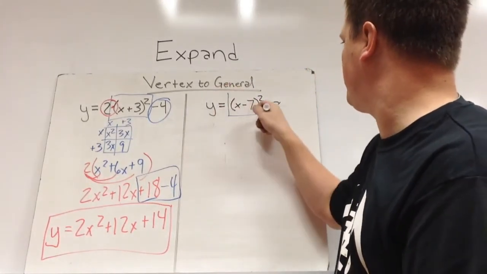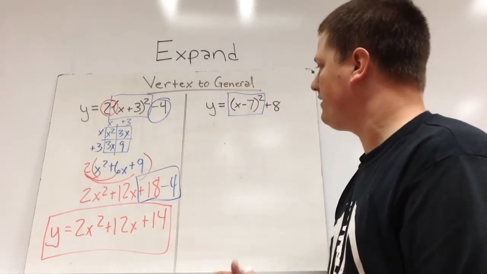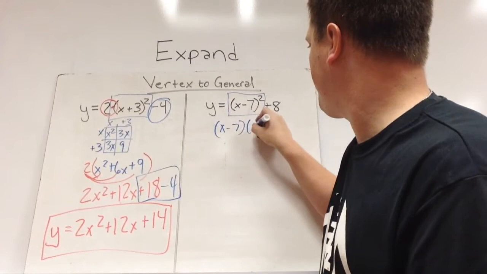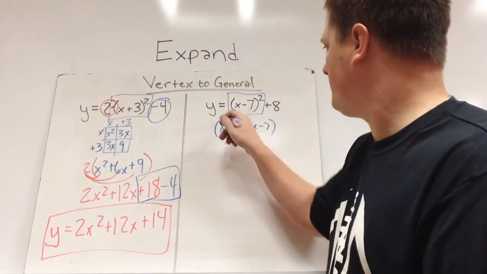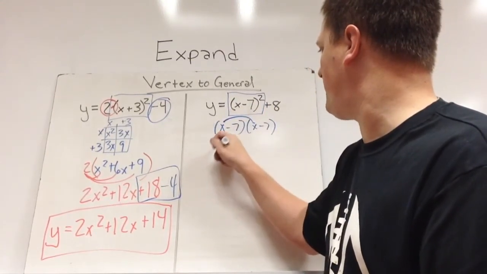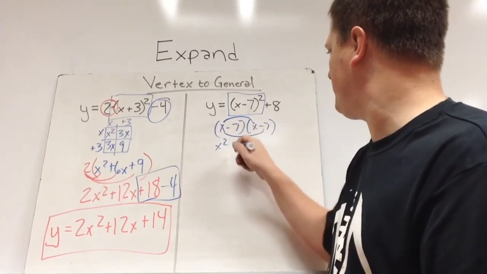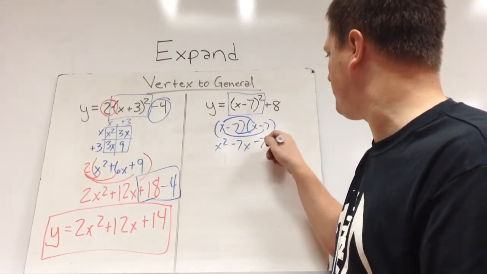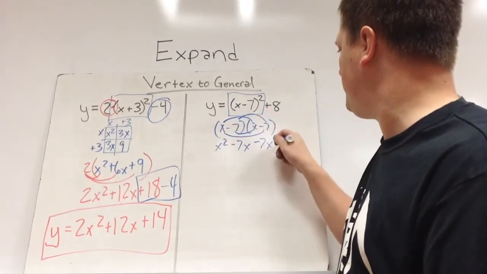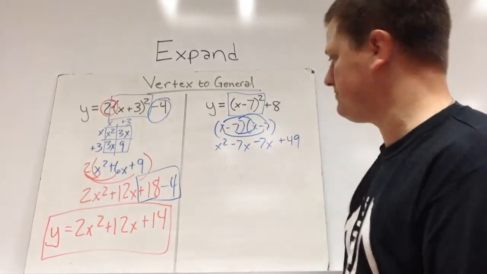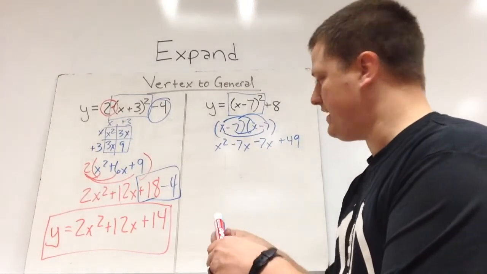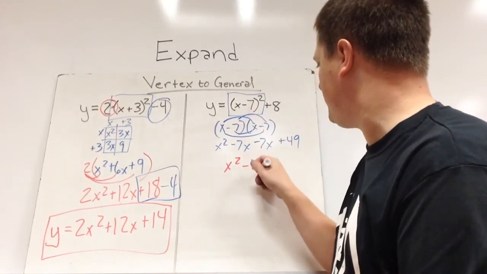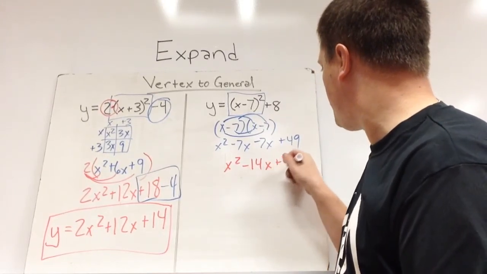So start here. Here we're squaring. So x minus 7, x minus 7. So first gives me x squared. Outsides give me negative 7x. Insides give me negative 7x. And last gives me positive 49 here. Okay, simplify that up a little. x squared minus 14x plus 49.